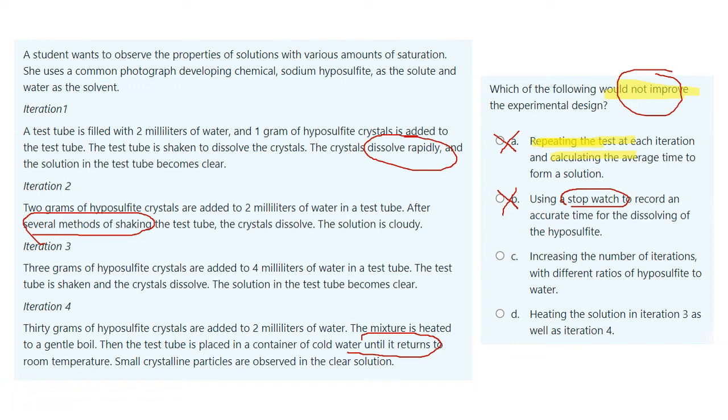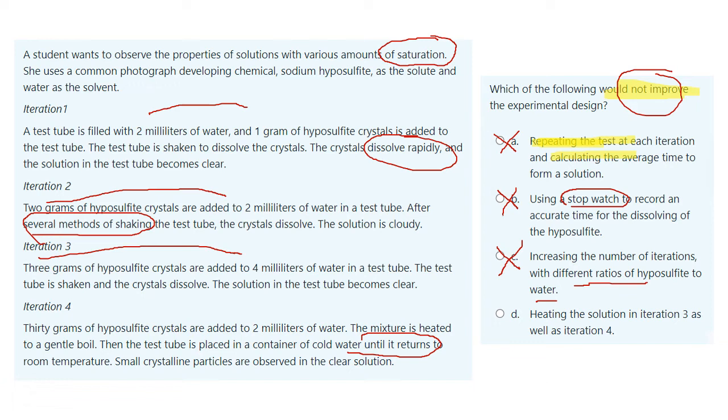C, increasing the number of iterations with different ratios of hyposulfate and water, having more ratios. So we have 2 to 1, we have 2 to 2, we have 3 to 4. If we increase the number of ratios, we could have 4 to 5, we could have 5 to 6. If we had different ratios, we could try to find out what the saturation point was. So if we had a greater variety of ratios of solute to solvent, then we could try to find out what the saturation point is. That would improve it.